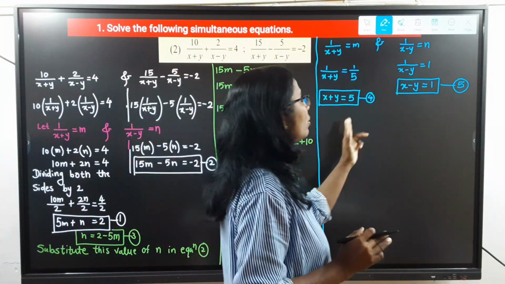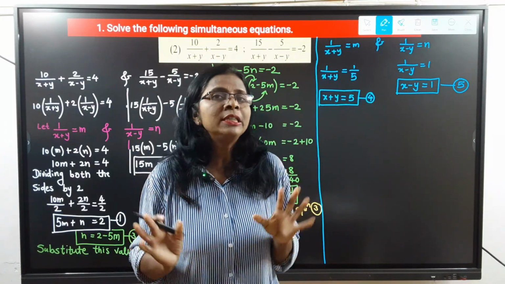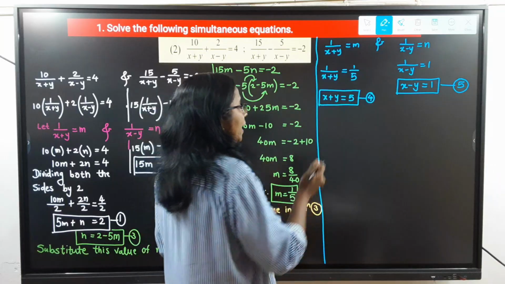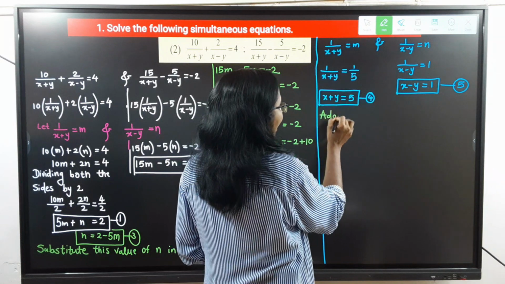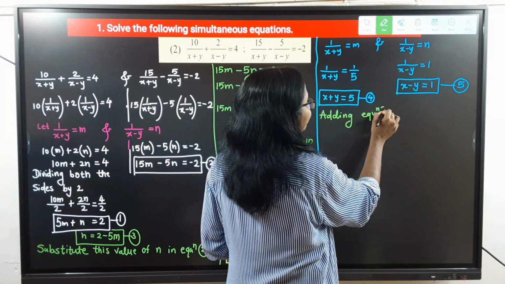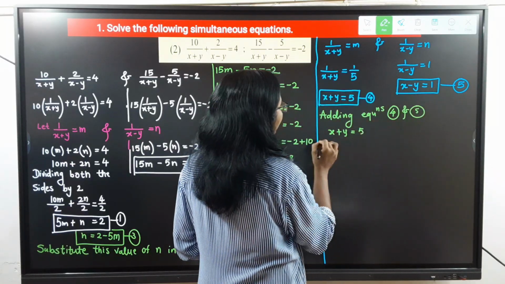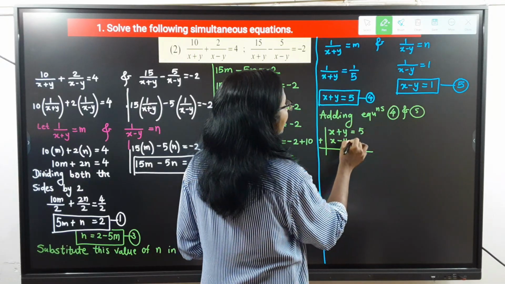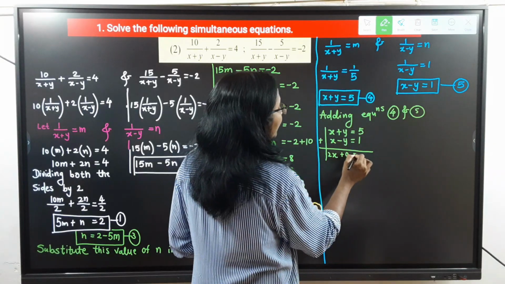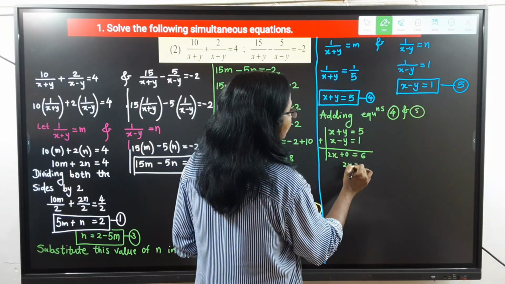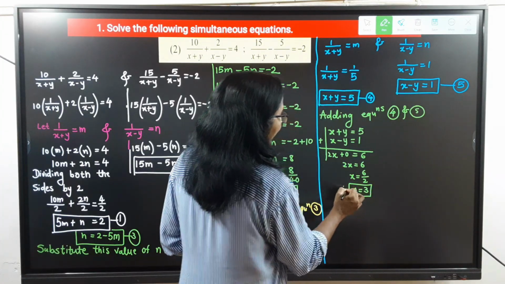So, now here we have the fourth and fifth equations, and we have to solve these two equations. Okay. So, here I write down adding equations 4 and 5. Therefore, x plus y is equal to 5 plus x minus y is equal to 1. Therefore, x plus x is 2x, y minus y is 0, and 5 plus 1 is 6. So 2x is equal to 6. So x is equal to 6 upon 2. So x is equal to, 2 3s are 6. Therefore, x is equal to 3.